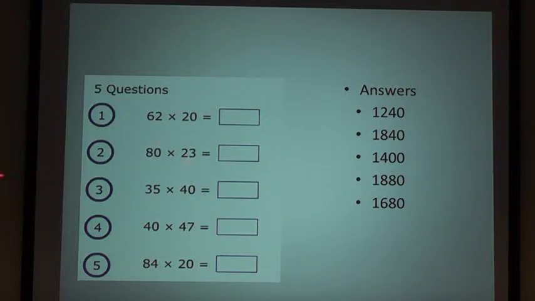80 by 23. You should have got 1,840. 35 by 40. Should have got 1,400. 40 by 47. Should have got 1,880. 84 by 20 should have got 1,680. So again, whichever method you're using to get this calculation done, as long as it gives you the right answer and relatively quickly, you're on to a winner.